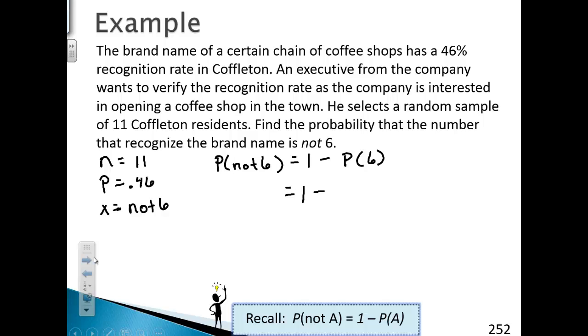So we're going to do 1 minus binomial PDF, number of trials, probability that they recognize it, and what's the probability that 6 recognize it. And you can actually enter that into your calculator, 1 minus, and then go to your binom PDF, enter the information, hit enter, and then enter again, and it'll give you the information. And your answer is going to be 0.799.